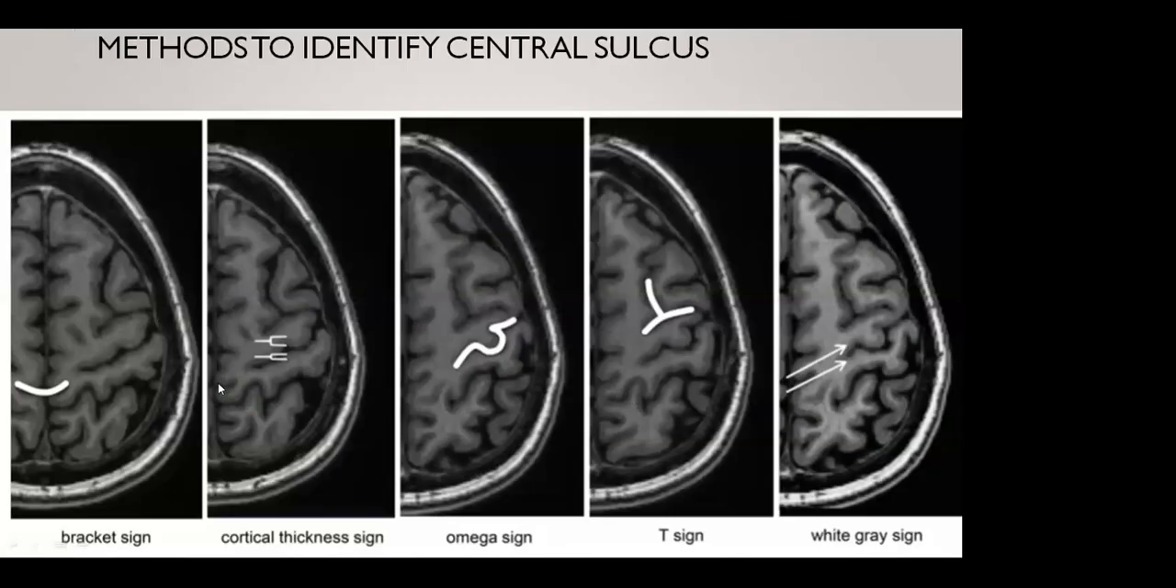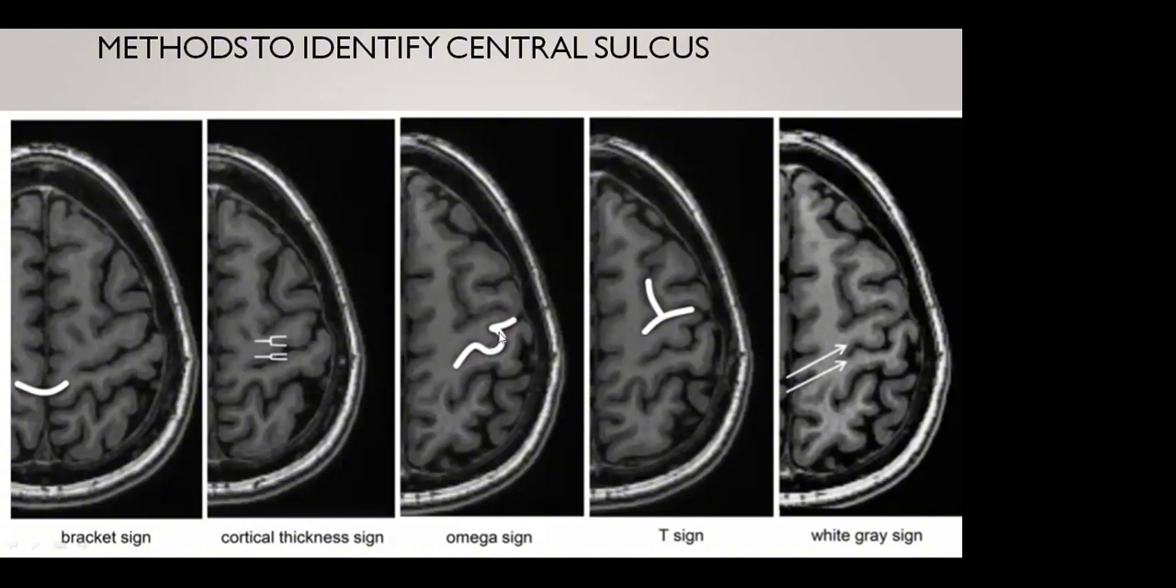So these are the different signs which help us to identify the central sulcus on the MRI. This is the pars bracket sign. The pars bracket or the marginal sulcus sign tells us that the sulcus lying anterior to this pars bracket is the central sulcus. Then this is the cortical thickness sign: the thickness of the gyrus anterior to the central sulcus is going to be more. We know that the motor strip is relatively thicker as compared to the sensory cortex. That is why it is called the cortical thickness sign.